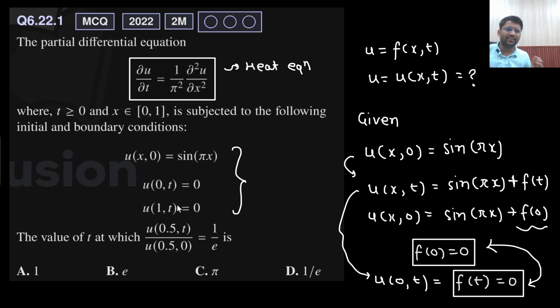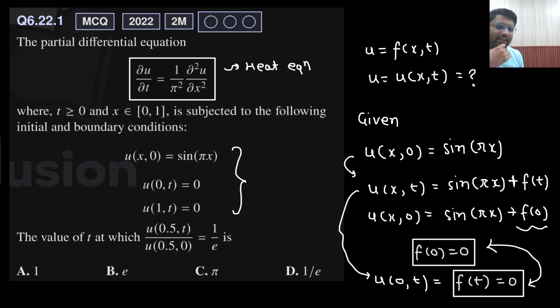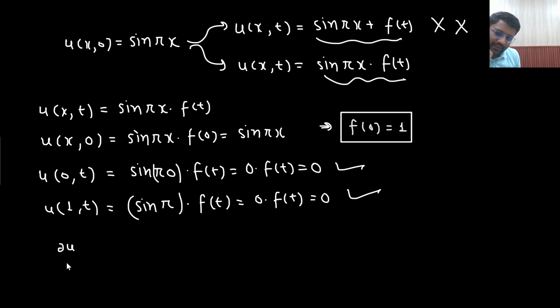So all three conditions are satisfied. And from here, one more conclusion we have got, that f of 0 is 1. Now what is given? Another thing is given, which is del u by del t equals to 1 by pi square del square u by del x square. This is given. So what is your u?